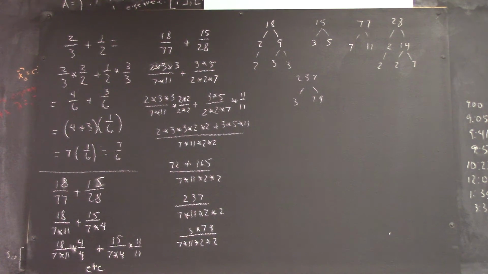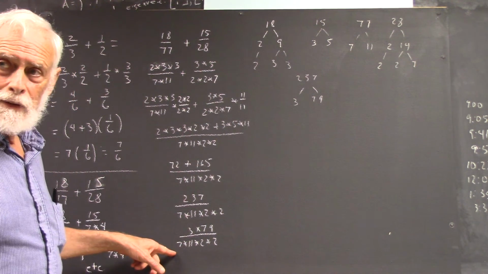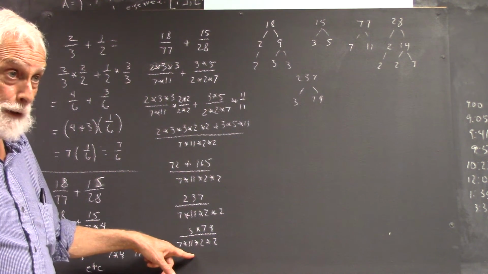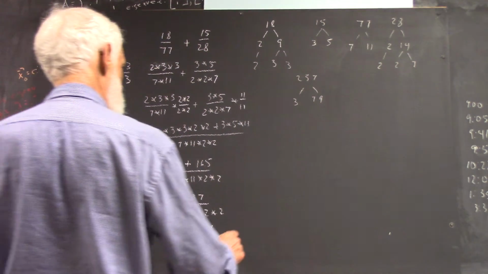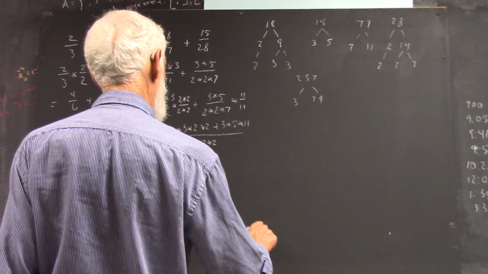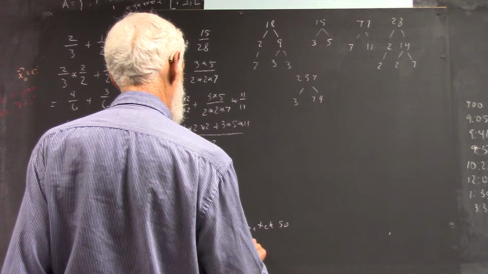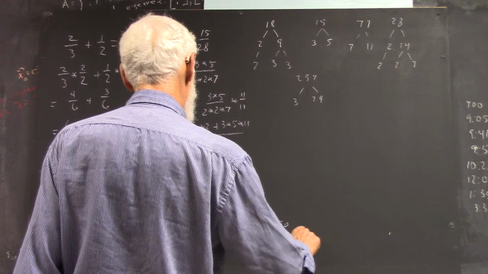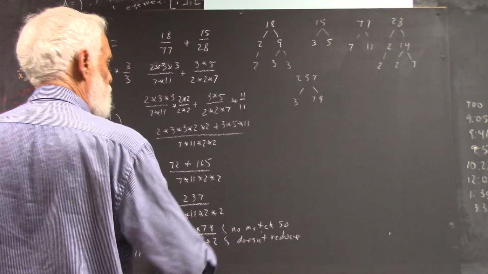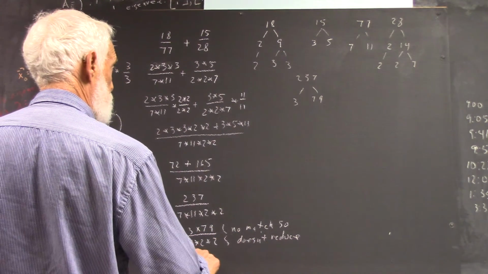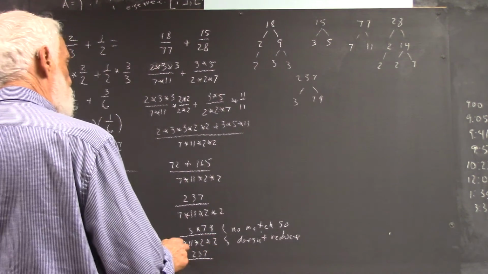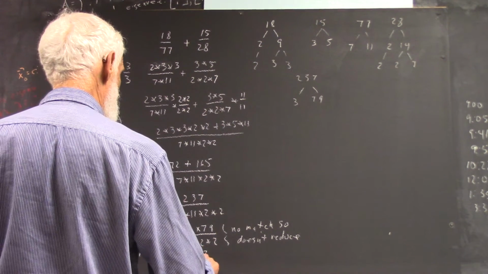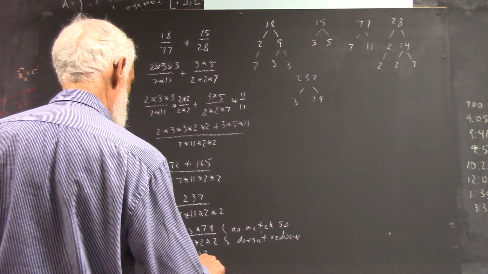Now, we know that this thing doesn't reduce because none of these numbers match any of these numbers. There's no match. So this doesn't reduce. So now we can multiply these numbers out, and we get 237 over what? 77 times 4 is 280 and 28, 308.